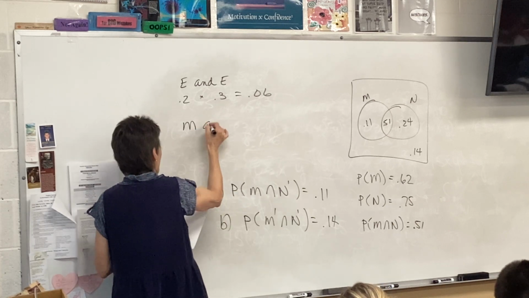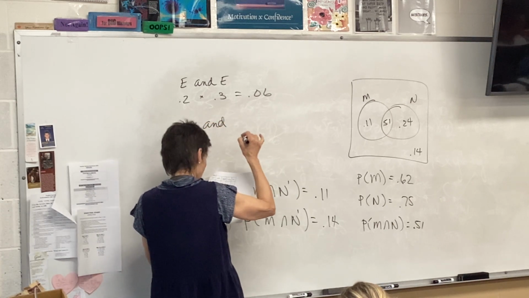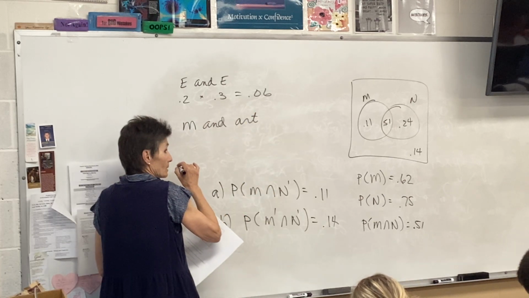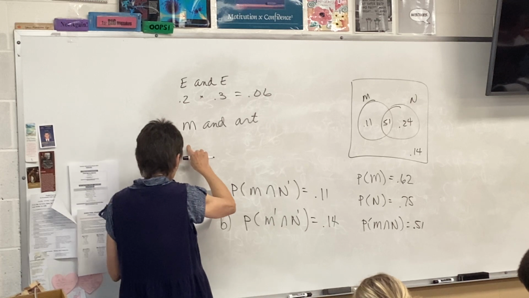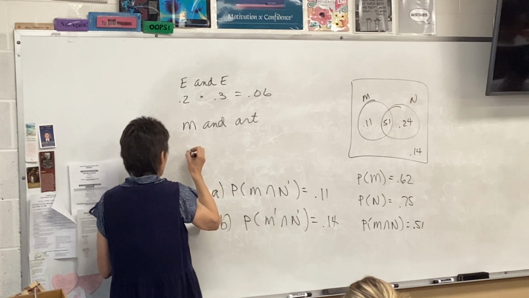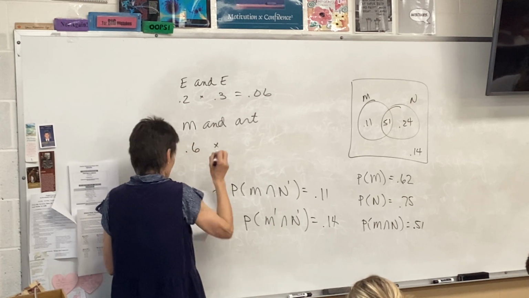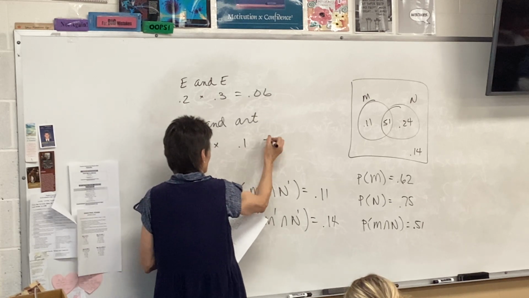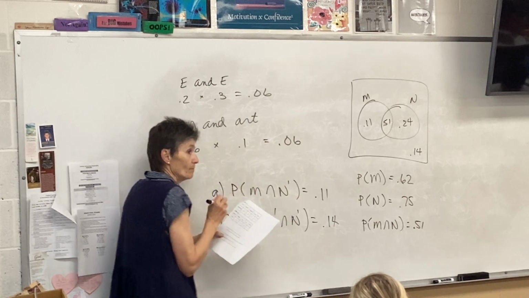First likes math, and second likes art. Alright, so probability of first kid liking math is 0.6. And second kid likes art is 0.06 again.